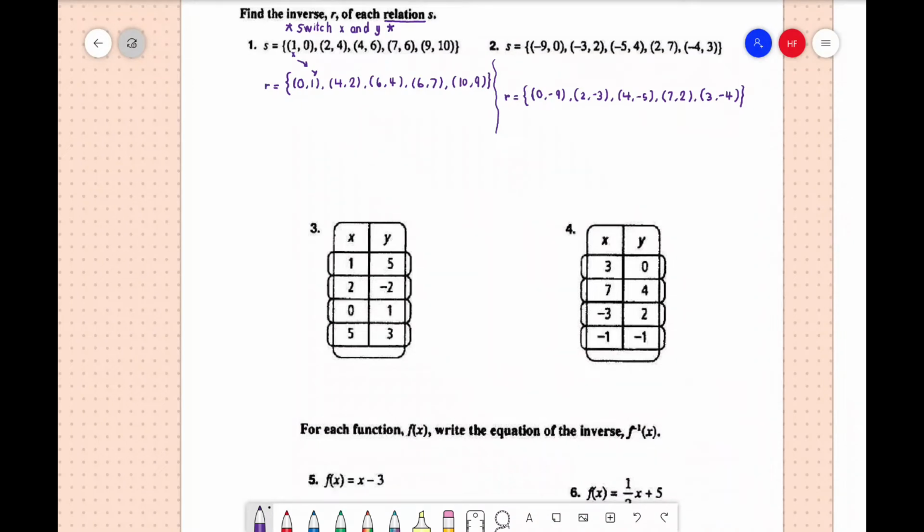We'll do the same thing on numbers 3 and 4. When I'm given a table, it's a set of points with x and y. So this is the set 1, 5, 2, negative 2, 0, 1, and 5, 3. So when I'm writing the inverse of number 3, it'll be the set 5, 1, negative 2, 2, 1, 0, and 3, 5.